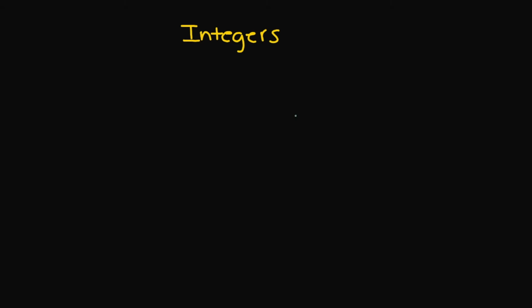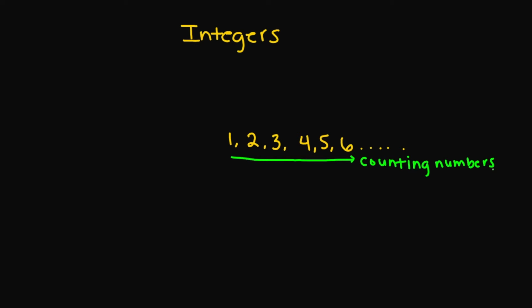So let's review the definition first, and then we will get into some examples. Let's look at this number here. If I have 1, 2, 3, 4, 5, 6, and it goes all the way down, these are your counting numbers. Now, if I add a 0 in front of my 1, so 0, 1, 2, 3, 4, 5, 6, and go all the way down, this now is going to be your whole numbers.